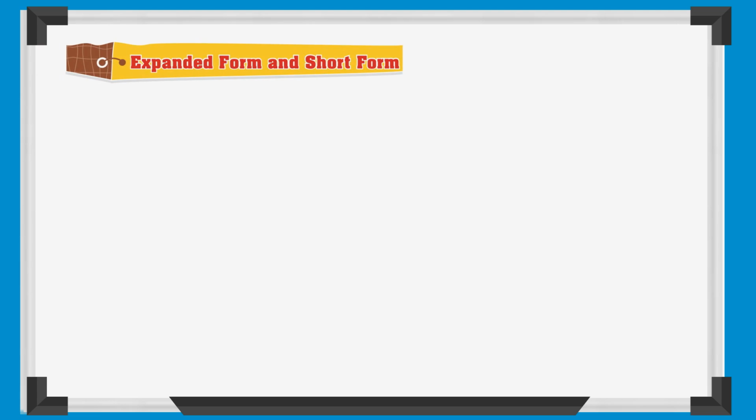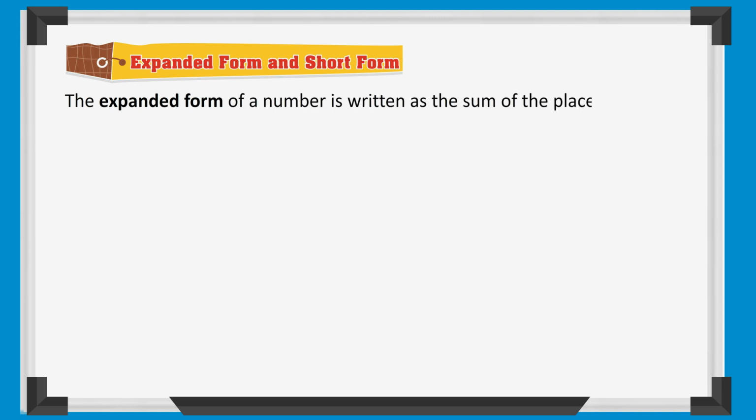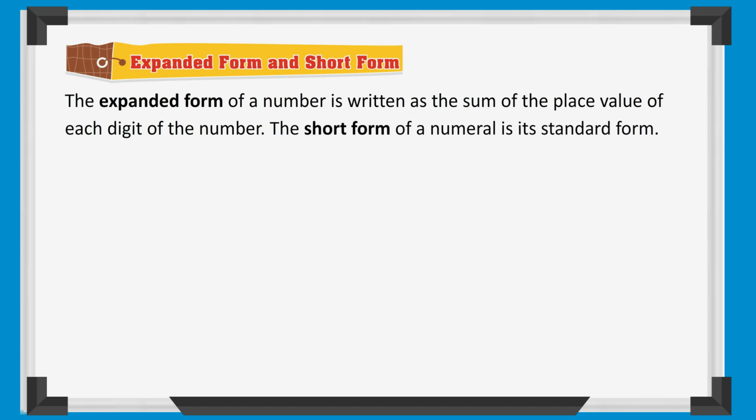Expanded form and short form. The expanded form of a number is written as the sum of the place value of each digit of the number. The short form of a numeral is its standard form.